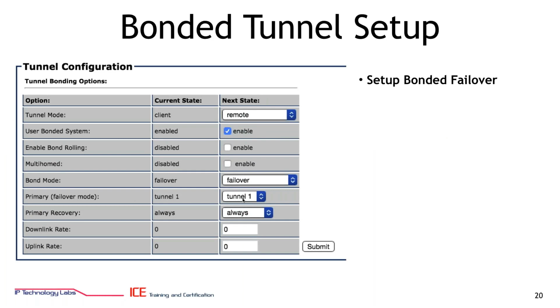We're defining which tunnel we want to be our primary tunnel and how we want our failover and fallback to work. Do we want to fail over and stay there? Do we want to fail over, and if the primary is reestablished, we fail back to the primary?